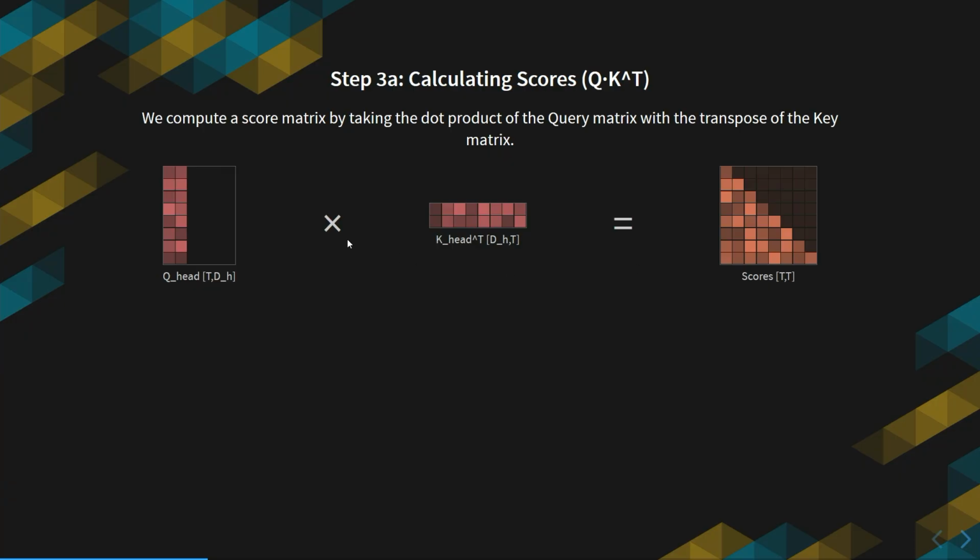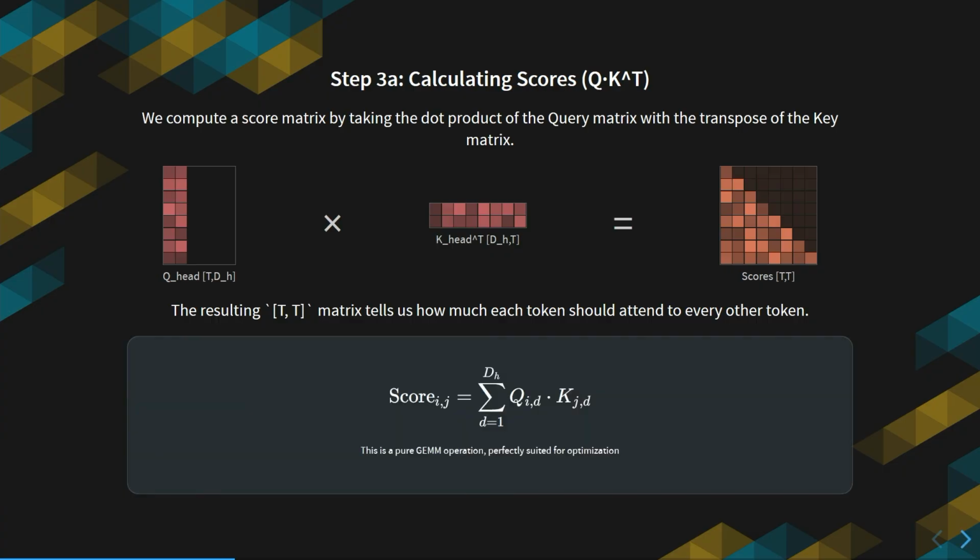So eventually, once you do these two matrix multiplications, you'll have basically context length by context length. That means each token can now attend to the other tokens. Now this tells us how much each token should attend to each other token in the sequence. The formula for each element is score ij equals the sum over dimension d of q_id times k_jd. And this is a pure GEMM operation, a matrix multiply, which is perfectly suited for optimization. The visualization shows how these matrices multiply together to produce the attention scores.